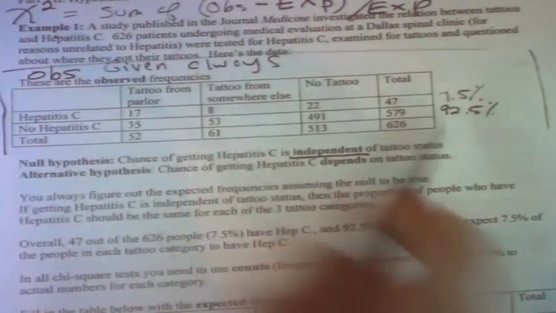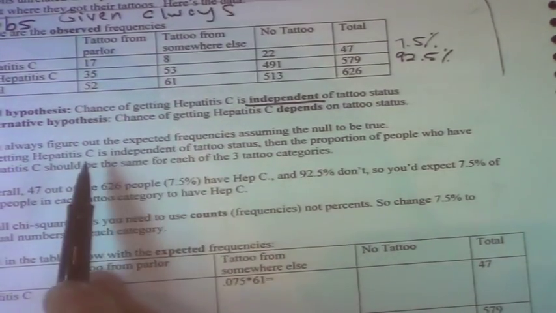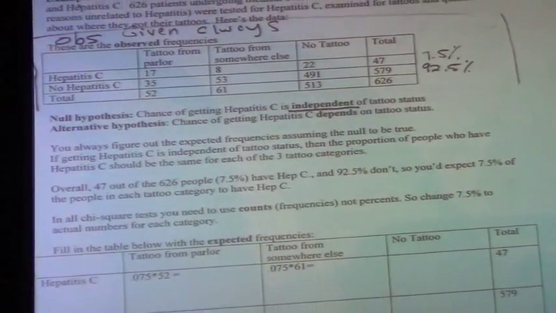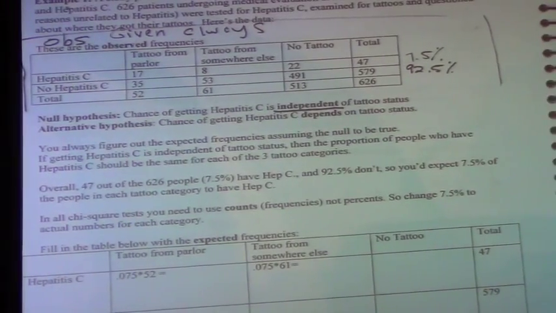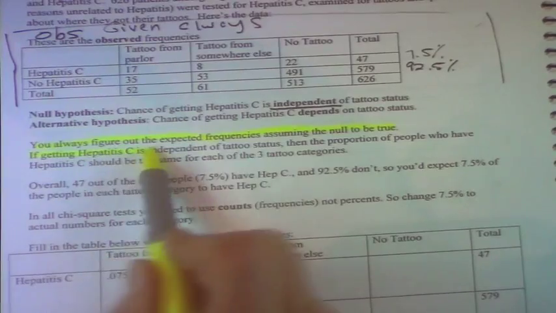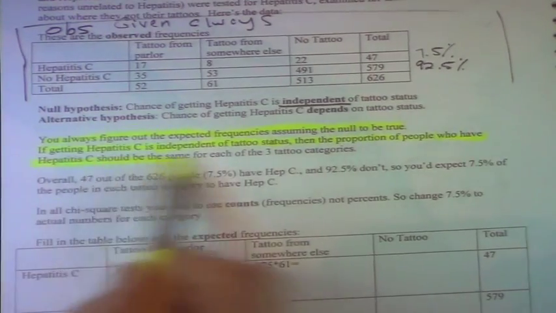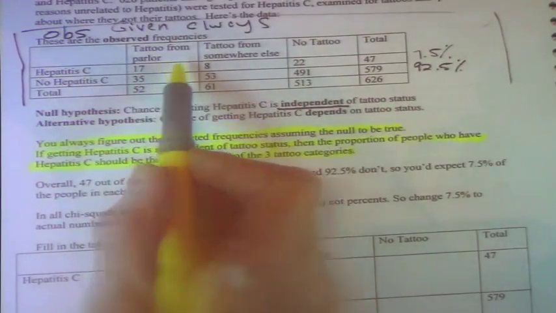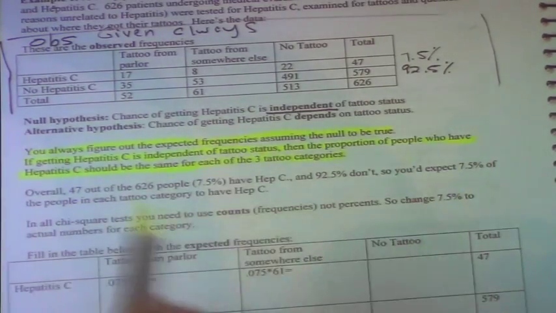All right, so we just have to figure out the expecteds, plug them in there, and get our statistic. Now, how do we figure out the expected? You always figure out the expected assuming the null is true. If getting hepatitis C has nothing to do with tattoo status, then the proportion of people who have hepatitis C should be the same. 7.5%, 7.5%, 7.5%, because 7.5% of the people total have it. Okay? So that's what we expect.